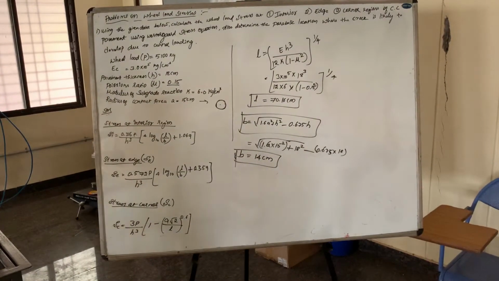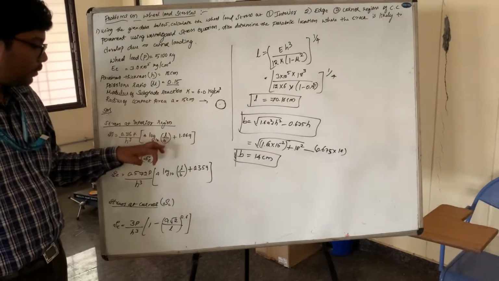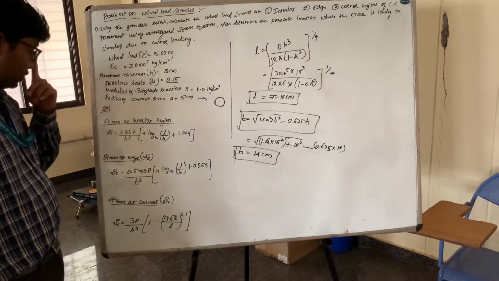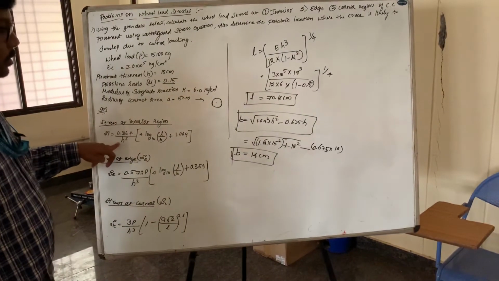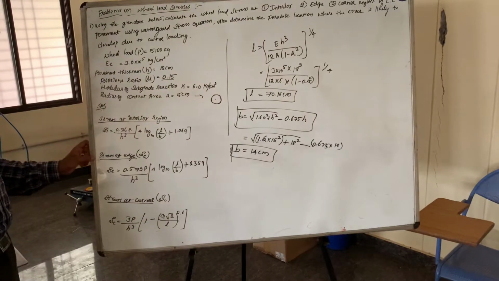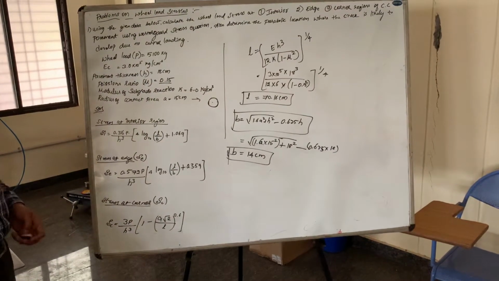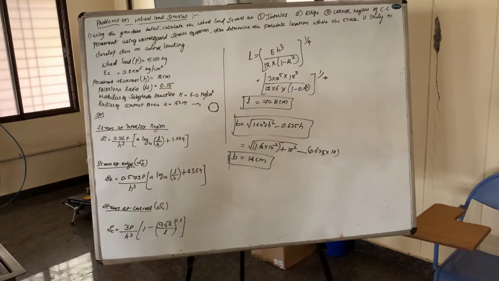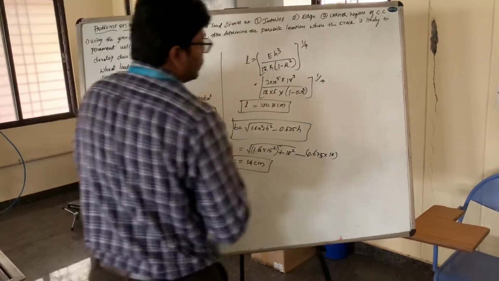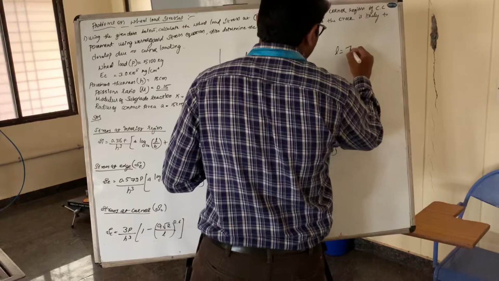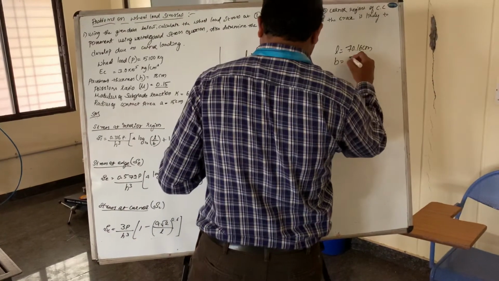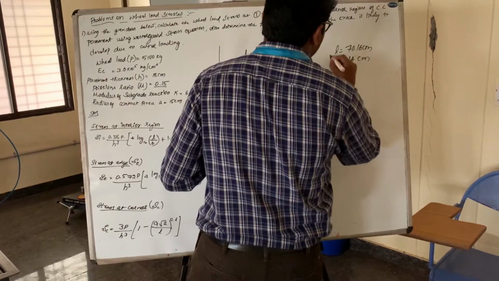So we got everything: the L by B value, and the P value is also already given in the data. The thickness H is also given. Now we have to find out the stress at the interior, edge and corner. So the value of L will be 70.16 centimeter. The B value will be 14 centimeter.